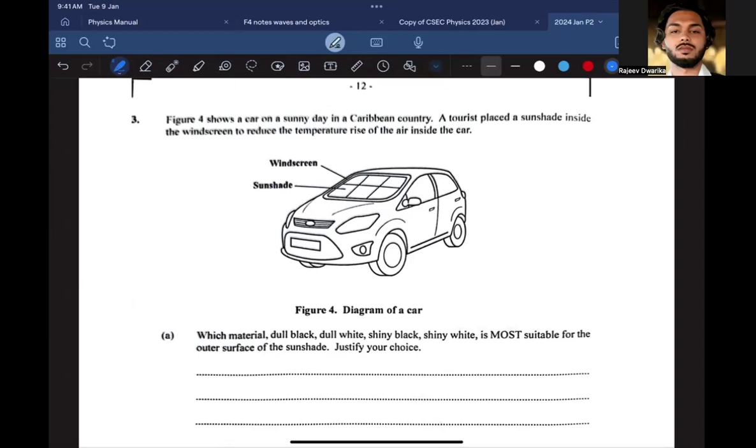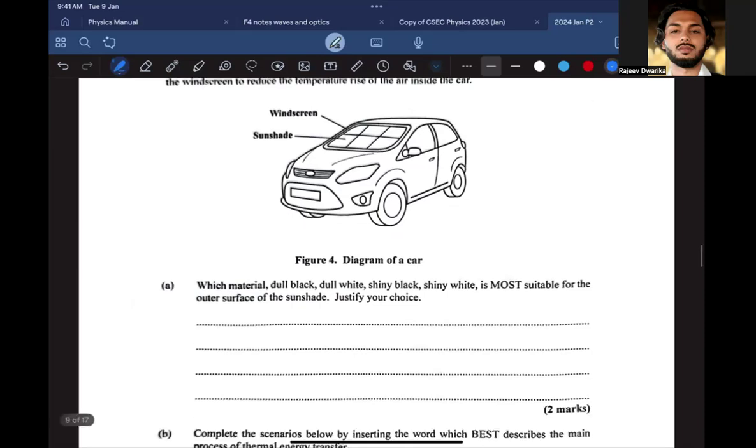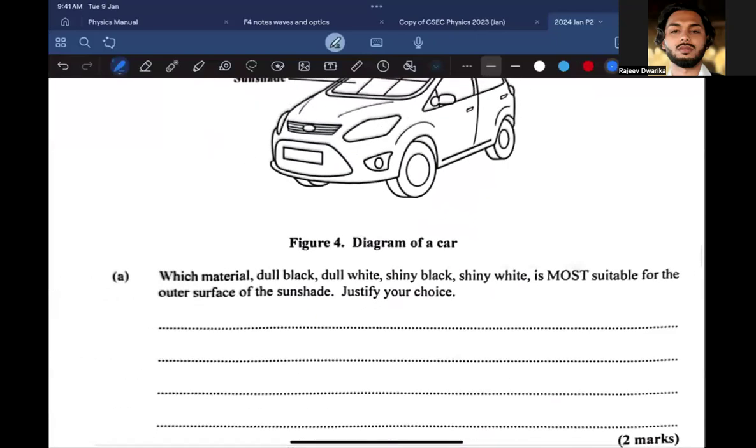All right, Justin. So do we want heat to get trapped in the car, or do we want heat to be reflected? Reflected out of the car. Exactly. Understand that logically. If you don't want the car to get hot inside, you don't want the heat energy to enter the car and stay. So you want to use a material that will reflect the light and the heat energy.